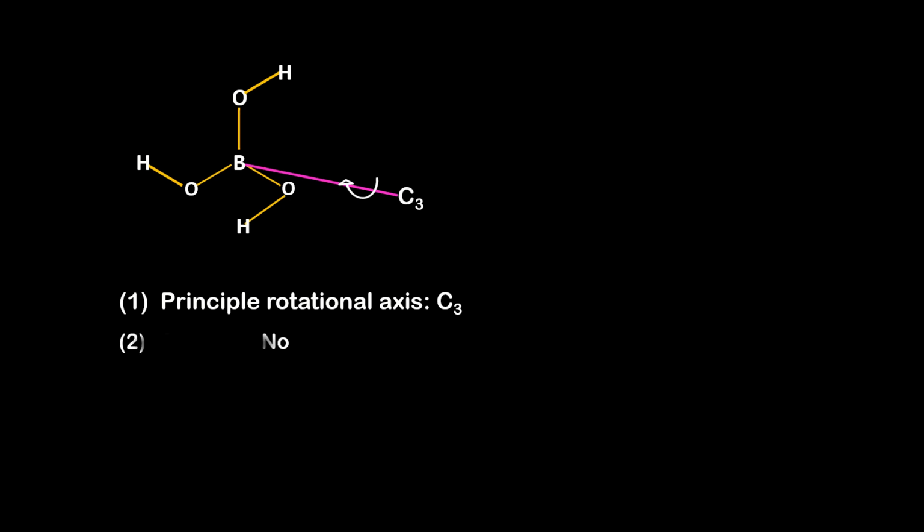Next example is boric acid, H3BO3. This is the structure of boric acid. Is there any principal rotational axis present in the molecule? Yes, it is C3. Next, is there any Cn perpendicular and C2? No. So it belongs to C type of the point group.